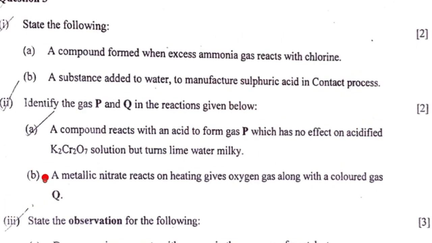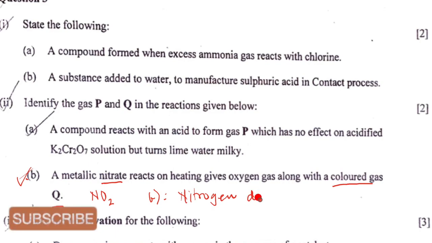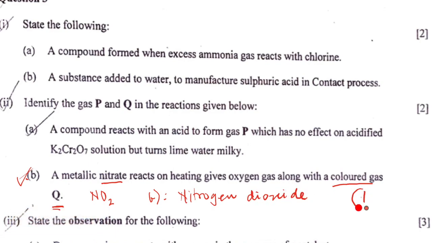Question 3b. A metallic nitrate reacts on heating, gives oxygen gas along with the colored gas Q. So which colored gas will be liberated by a nitrate? Won't it be nitrogen dioxide? So you will write for Q nitrogen dioxide, and that will give you 1 mark.